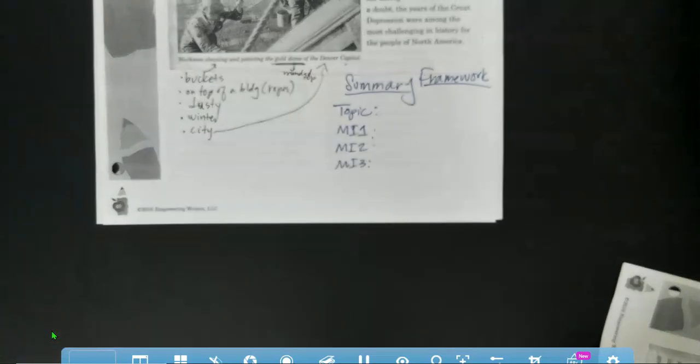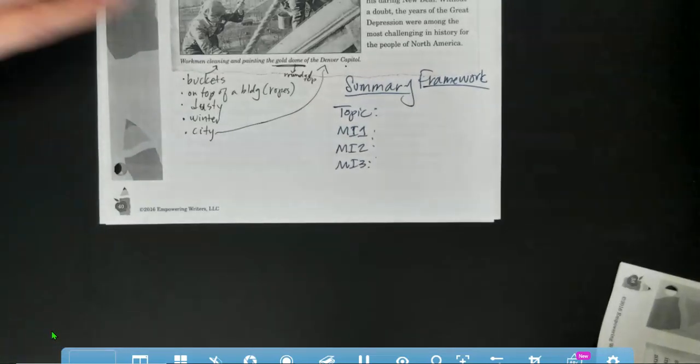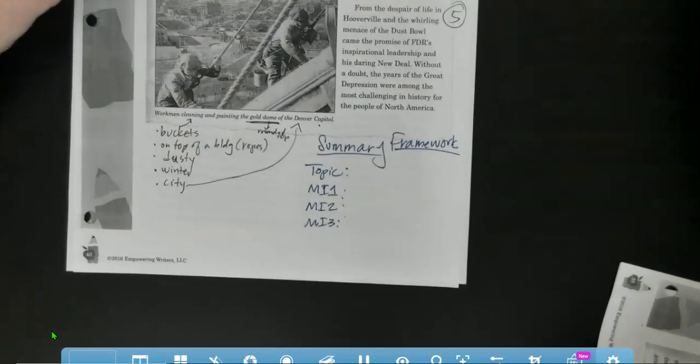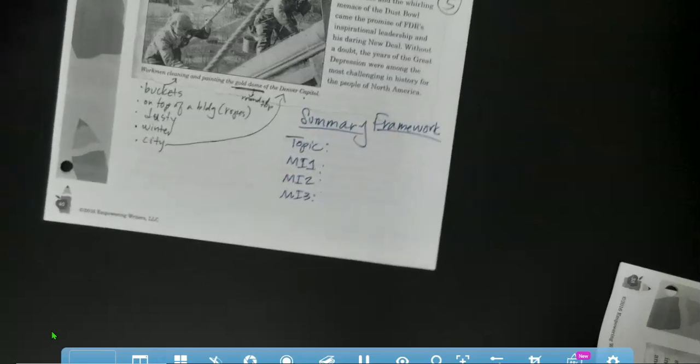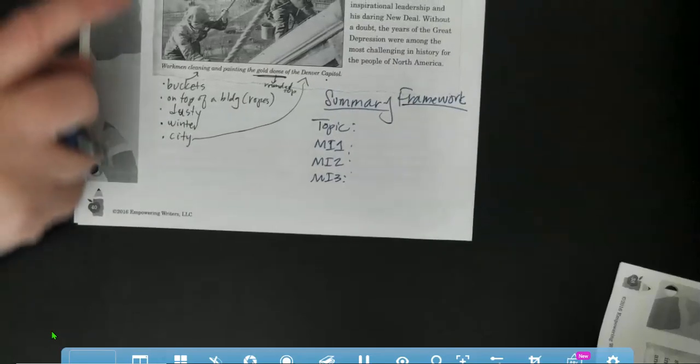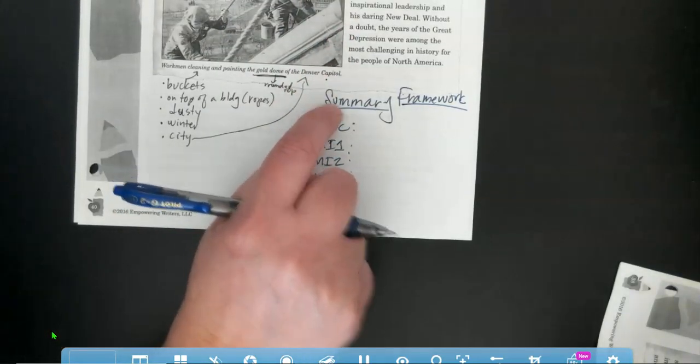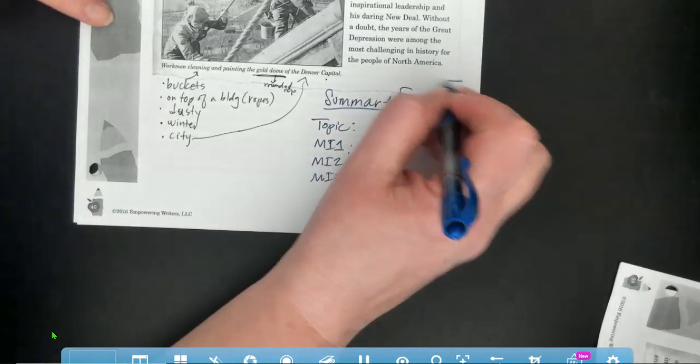So now that we've come up with all of our main idea blurbs, and we haven't read the last paragraph yet, because it's the conclusion, I'll point something out about the conclusion later. But we really want to work on our main ideas. The reason we find our main ideas first is we're going to use them to help us build our summary. This is called a summary framework, right here.